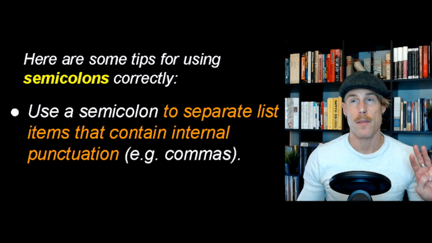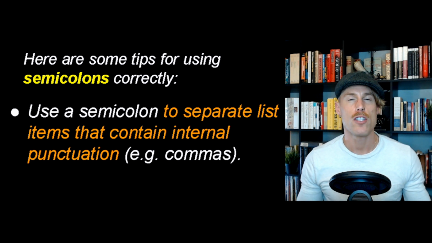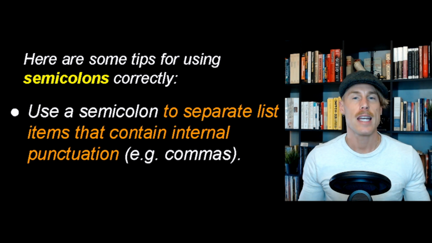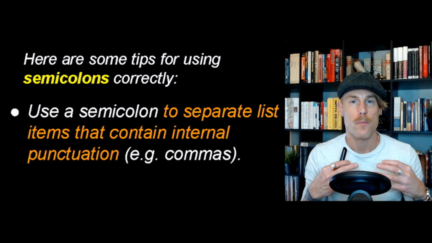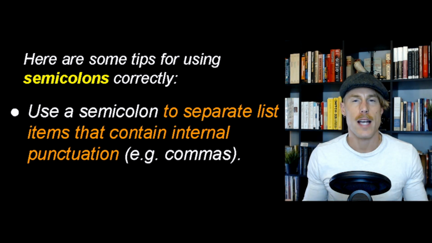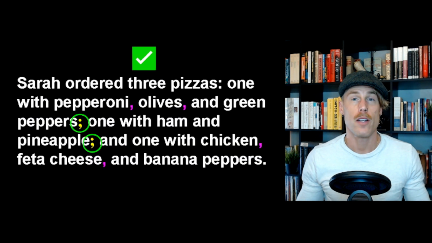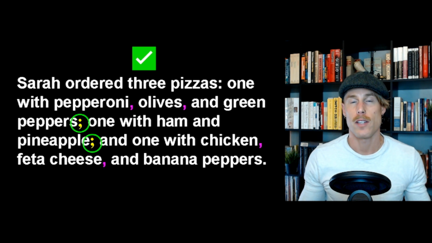Tip number 3. Use a semicolon to separate list items that contain internal punctuation. Internal means inside. So punctuation inside the list. For example, commas. Here you can see commas are inside the list, so we separate the items in the list with semicolons instead of commas.